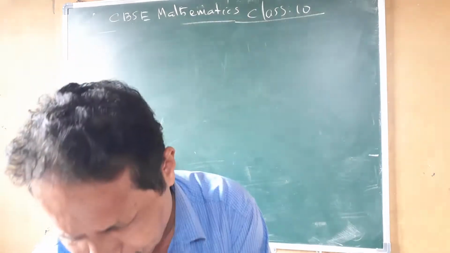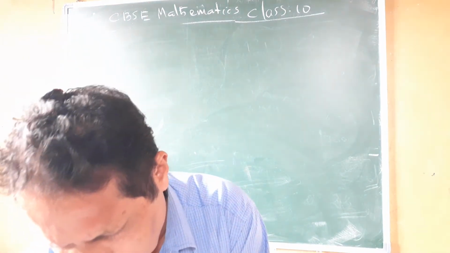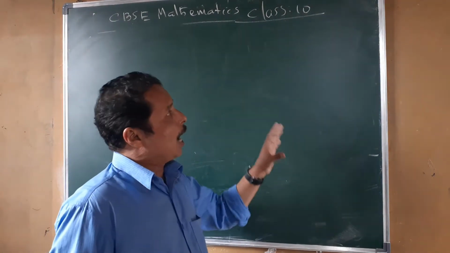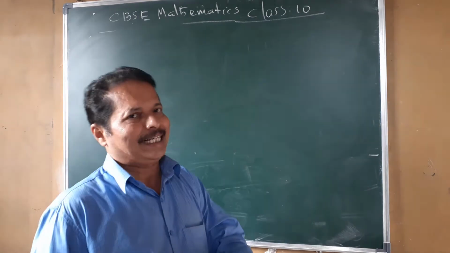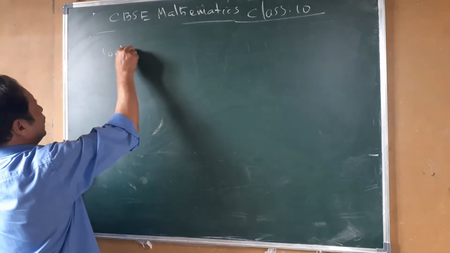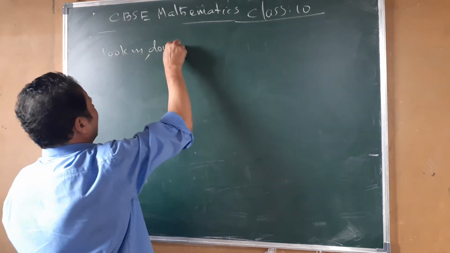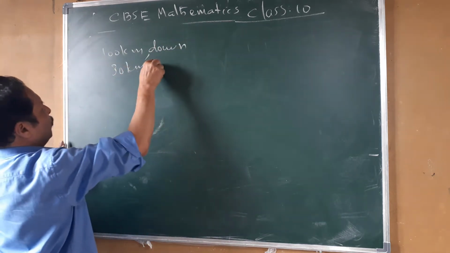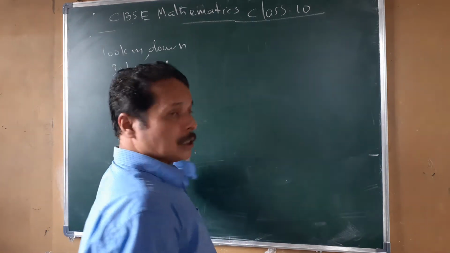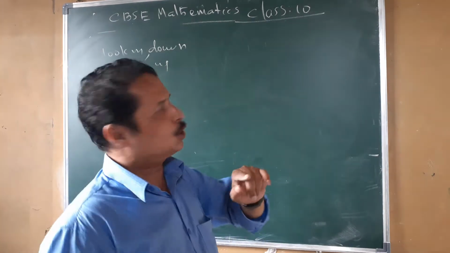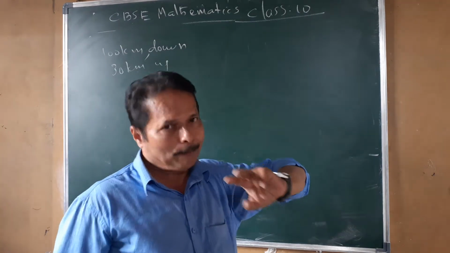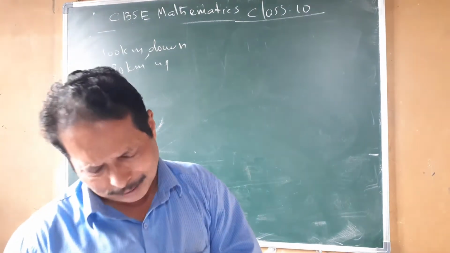Okay, look here. A motor boat takes 6 hours to cover 100 kilometer downstream and 30 kilometer upstream. 100 kilometer down and 30 kilometer up. Okay, when you write it, a motor boat takes 6 hours to cover 100 kilometer downstream and 30 kilometer upstream. The same boat with same speed.